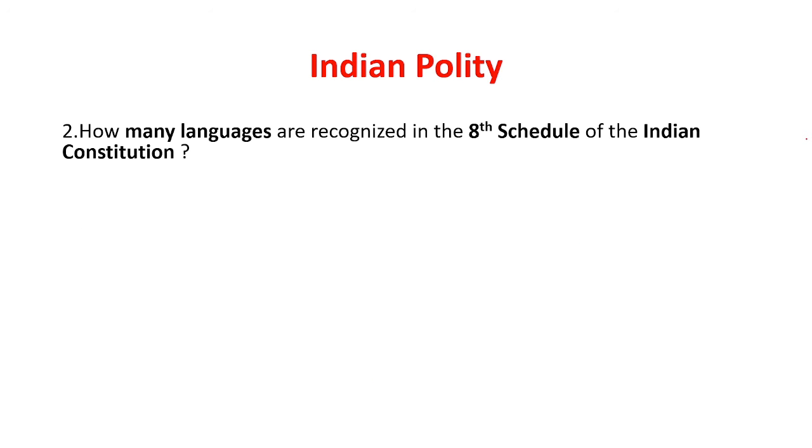Next. How many languages are recognized in the 8th schedule of Indian Constitution? Remember this one. So there is a possibility of asking under which schedule? So it is 8th schedule. Under 8th schedule, how many languages are recognized? Options are 14, 22, 16 and 20. So the answer is 22.